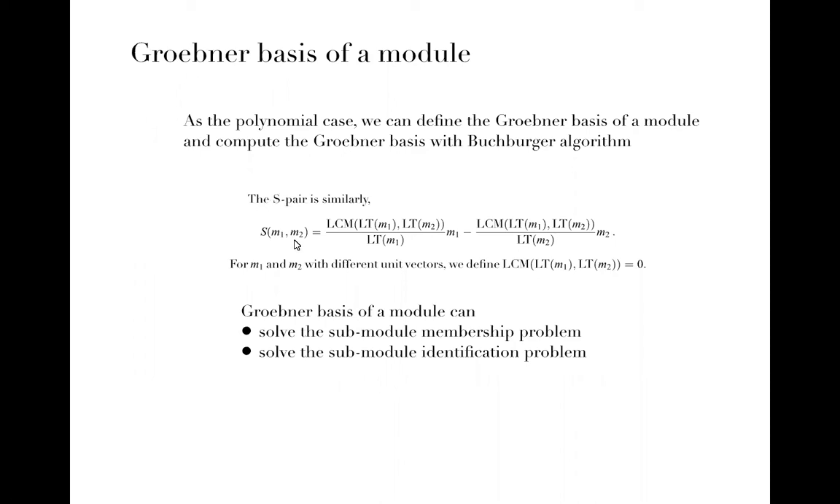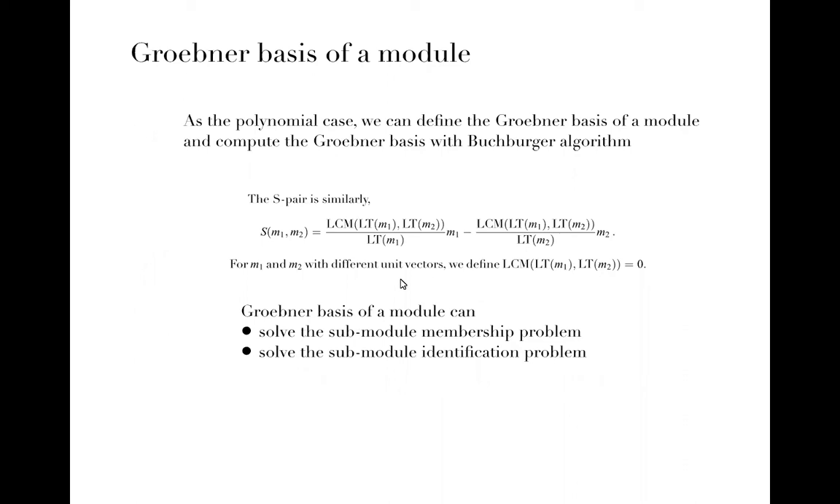Given these two elements, M1, M2, you can cancel the leading term like this. So here, everything is just the same as ideals, because ideal is just like one-dimensional linear algebra. But right now, we are doing L-dimensional linear algebra. That's an analog. So for this multi-dimensional case, you can still define this kind of least common multiplier, LCM. And you can see by doing this, it's canceled out.